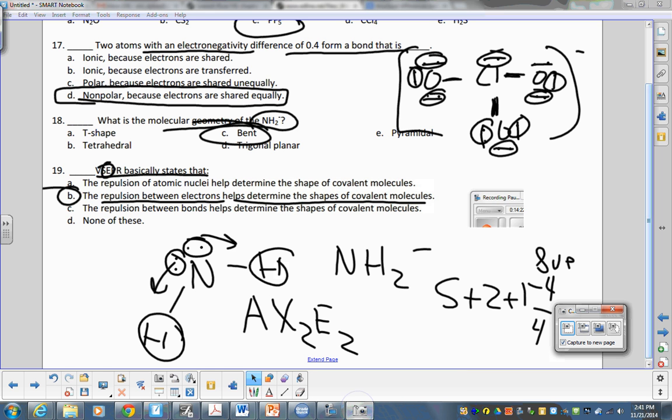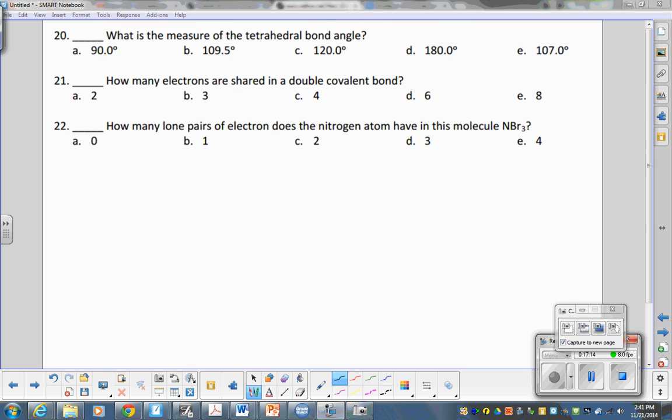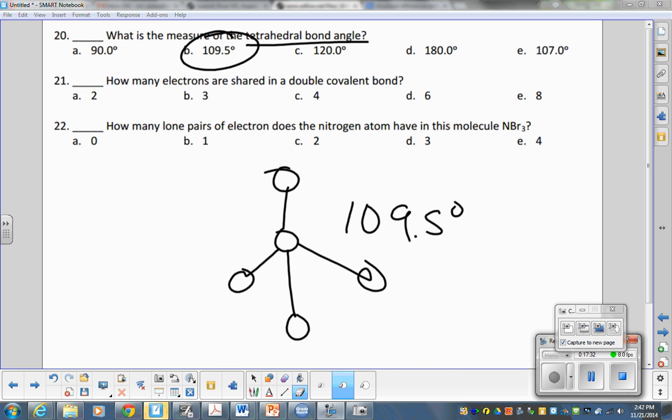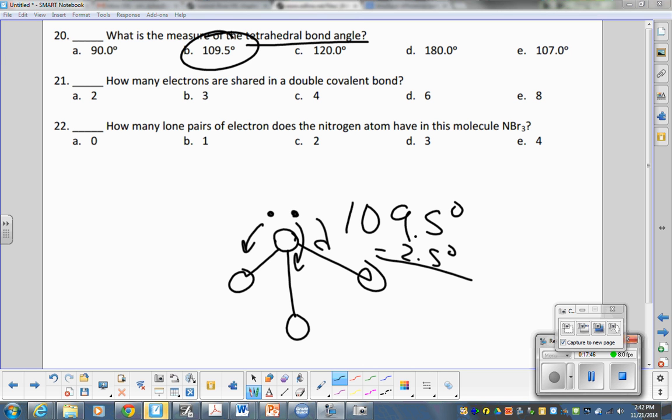Hold on. Let's see. What is the measure of a tetrahedron bond angle? You have to know basically it's 109. If you think about a tetrahedron, think about it like this. This is a horrible 3-dimensional drawing, but imagine this. A tetrahedron has a bond angle of 109.5. Every time you add a lone pair of electrons, you basically reduce the bond angle by 2.5 degrees. So if I put a lone pair of electrons here, they're going to push or repel a little bit more. So you just subtract 2.5 degrees. So when it's AX3E, the bond angle is 107 degrees. That's how it works. So lone pairs of electrons basically affect it by about negative 2.5 degrees.